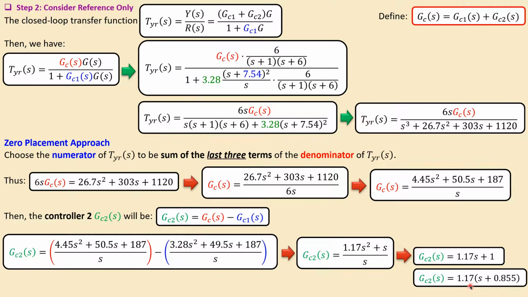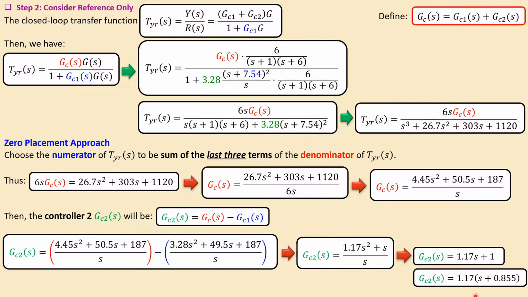So you can see this is a PD controller. Why? There is a P action, so just the gain, and also the derivative action. And from this last transfer function form, you can see the gain of this PD controller, and the location of the zero is also shown here, which is at minus 0.855. Okay, then we have the total controller transfer function, and the transfer functions for controller 1 and also controller 2.